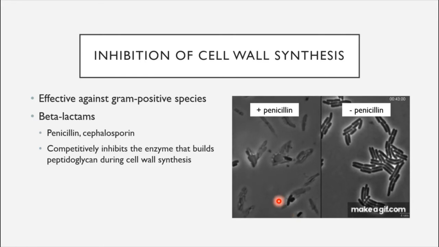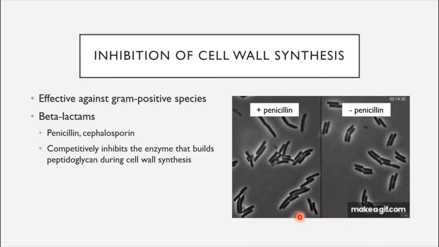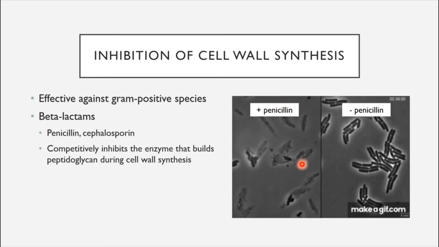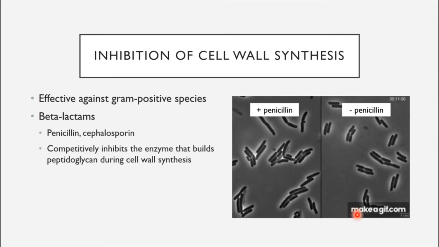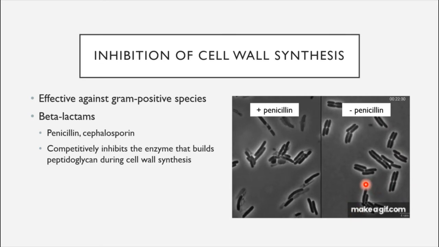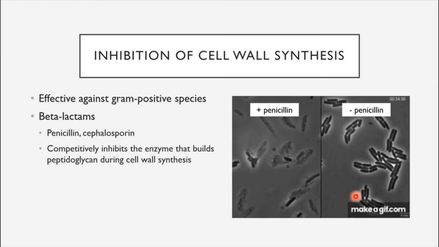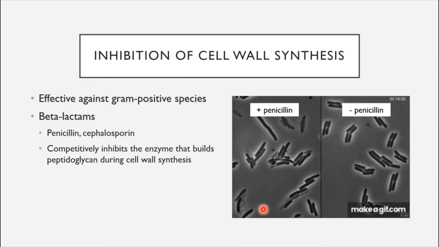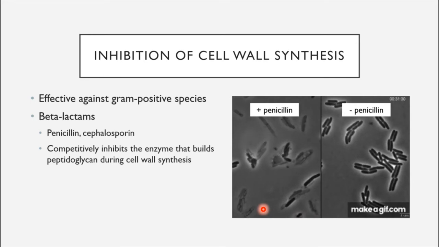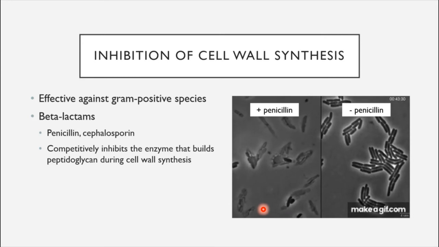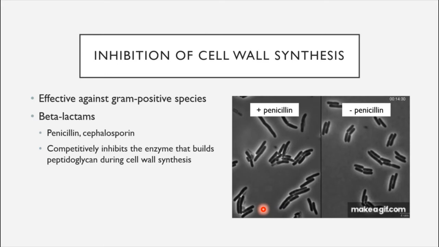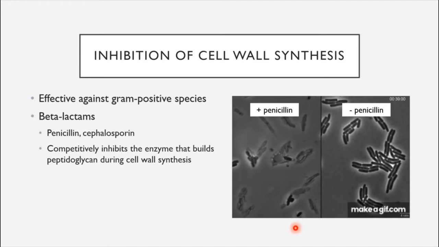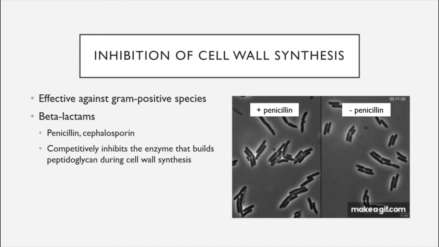As you can see in this microscopy animation right here, we have two samples of bacilli. On the left side, these are the ones that are exposed to penicillin. On the right side, these are the ones that are not. We can see that on the right side, the bacilli continue to grow and divide, whereas on the left side, we can see that the cells are lysing. That's because as they grow and divide, they are not able to synthesize new cell wall material for the new cells that are produced by binary fission. And so the cells are bursting in response to osmotic pressure because they do not have effective cell walls to protect them.